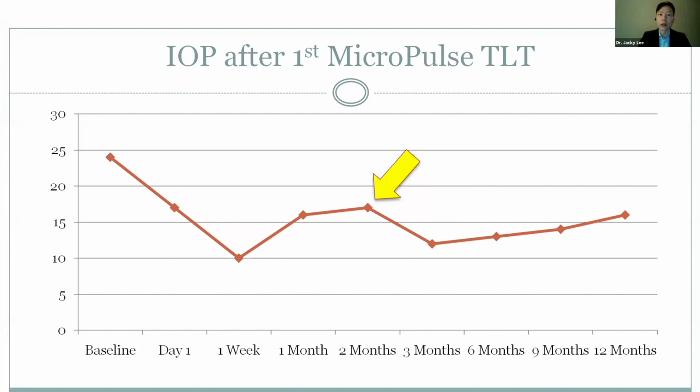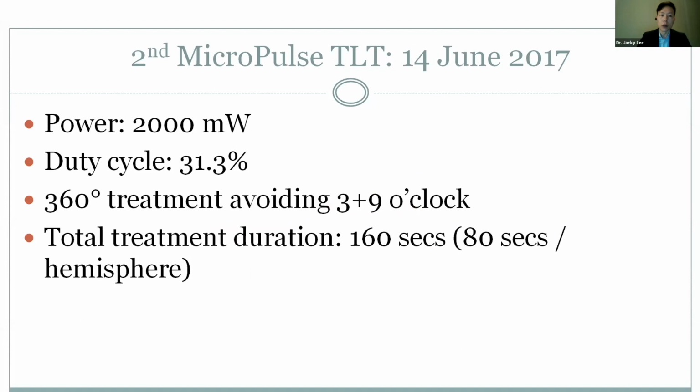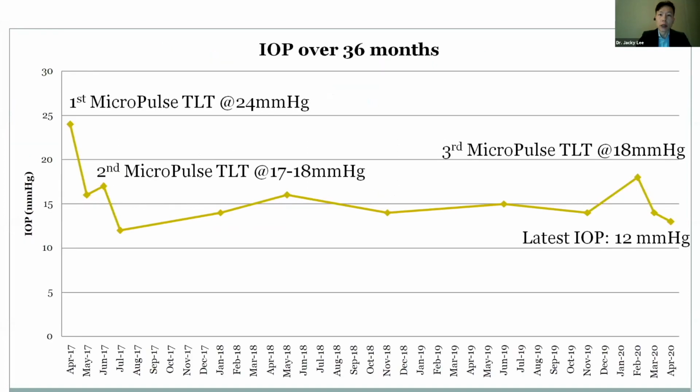During this second treatment, we followed the same protocol, but we increased the treatment duration a little bit higher, using around 80 seconds per hemisphere for a total of 160 seconds, also over 5 or 6 passes per hemisphere. After the second treatment, his pressure came down from 17 to 18 millimeters of mercury to the mid-teens range for almost 2.5 years.